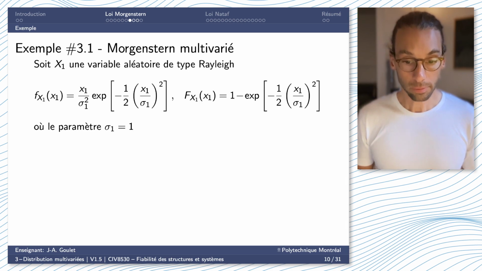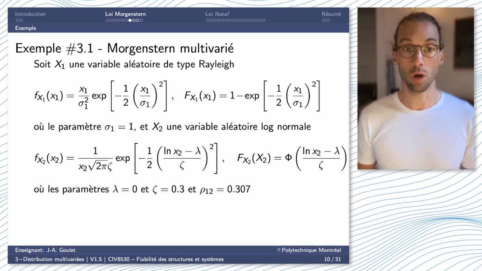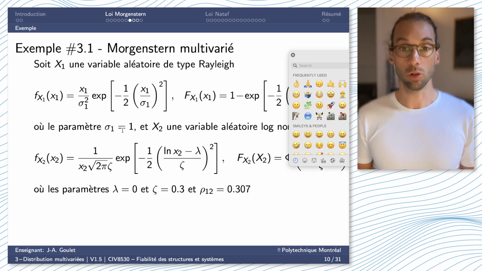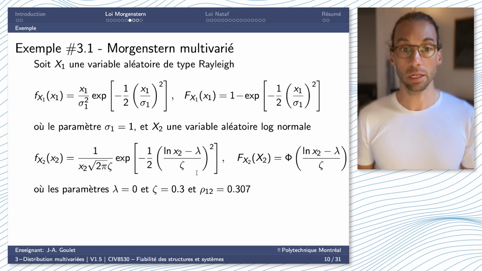So let's look at an applied example where our first random variable we want to model is a Rayleigh distribution, given by this PDF and this CDF, where the parameter sigma 1 is equal to 1. Our second random variable x2 is lognormal with this PDF and this CDF, where we directly give the parameters. Lambda, the mean in the log space, is 0, and zeta, the standard deviation in log space, is 0.3.